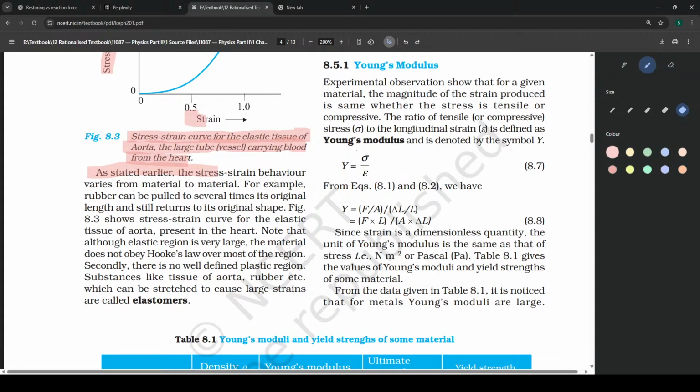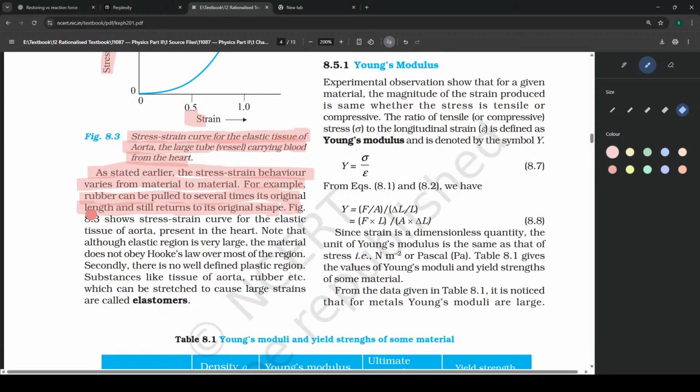As stated earlier, the stress strain behavior varies from material to material. For example, rubber can be pulled to several times its original length and still returns to its original shape. Normally, iron, if we consider, has less than 1% strain where it is elastic. But rubber, if we stretch it many times its original length, will come back to its original shape, which is completely different from iron, which beyond 1% will not come back to its original length. So it depends on the material.